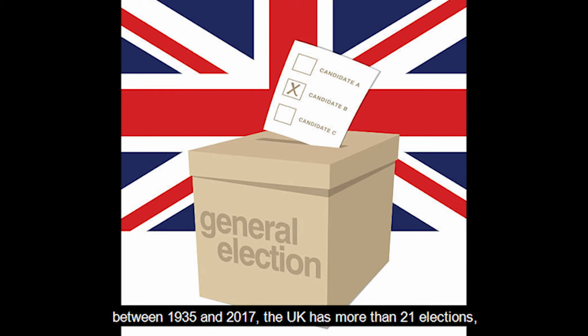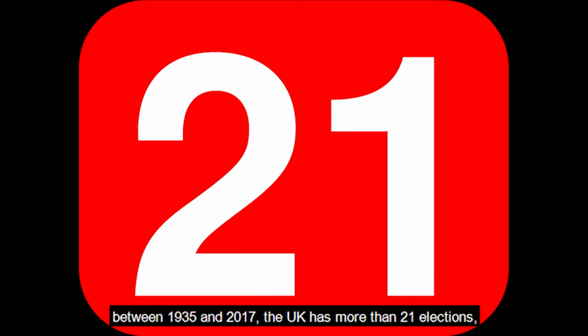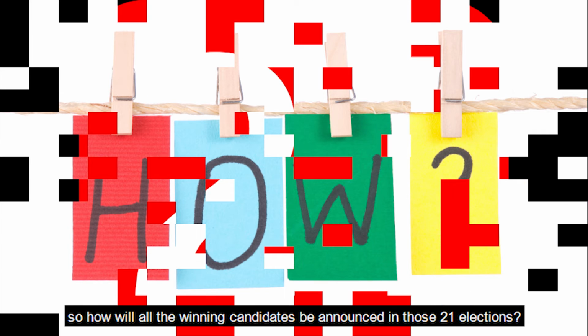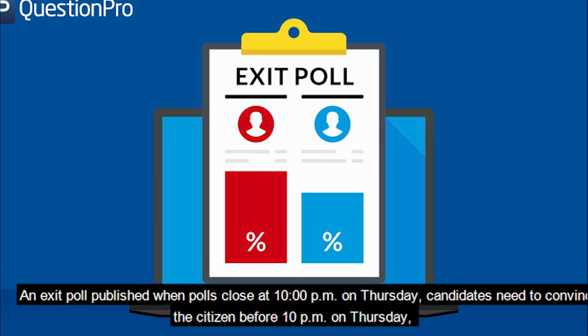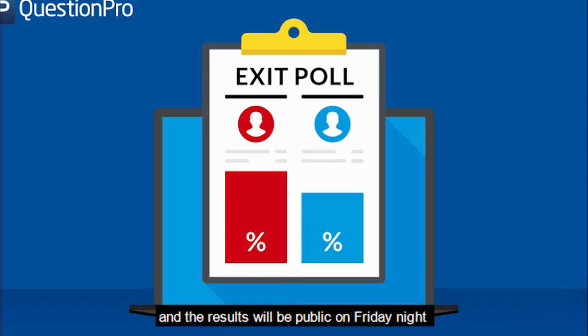Between 1935 and 2017, the UK has had more than 21 elections. So how are the winning candidates announced in these elections? An exit poll is published when polls close at 10 p.m. on Thursday. Candidates need to convince the citizens before 10 p.m. on Thursday, and the result will be public on Friday night.